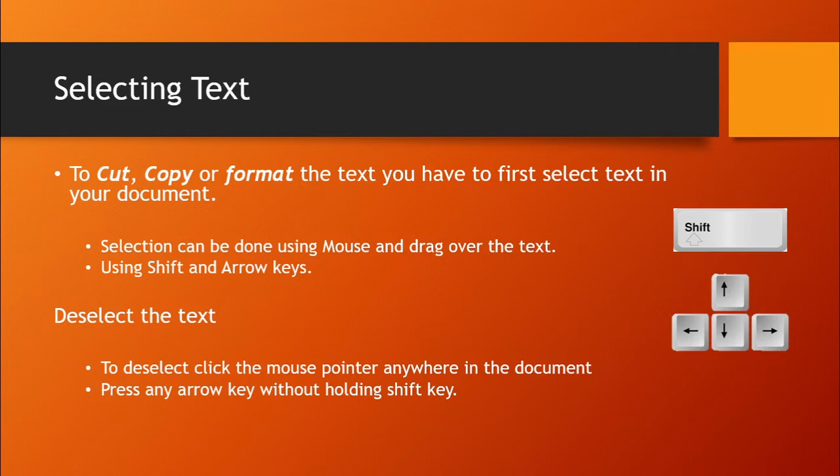You can do the selection by just dragging the mouse pointer over the text, or you can use shift and arrow keys to do the selection. And also you can use Control plus A combination key to select the entire document. If you want to remove the selection, just click the mouse pointer anywhere in the document, or just press the arrow key without holding the shift key.